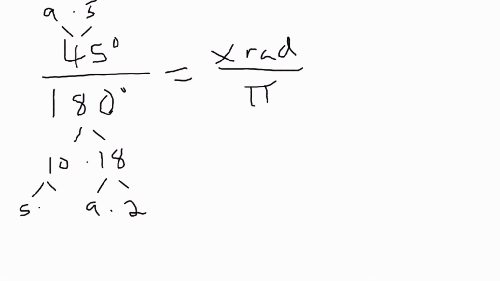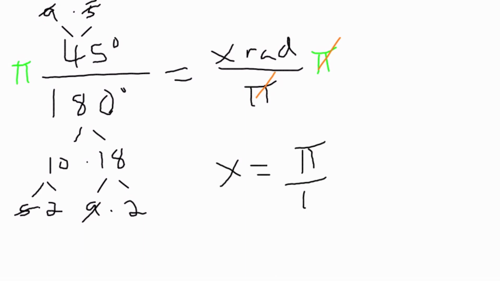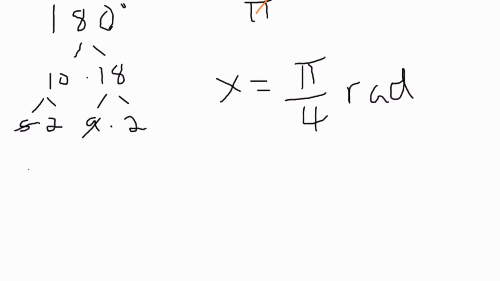Let's see, 5 times 2. We see that the 9 can go away, the 5 can cancel, and if we move the pi over, we're going to get our value for radians. So multiplying both sides by pi, cancel that out. We're going to be left with pi over 4 radians. So wherever we see pi over 4, we know it's talking about radians.